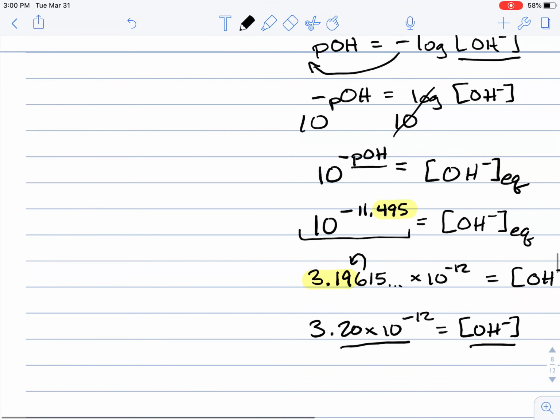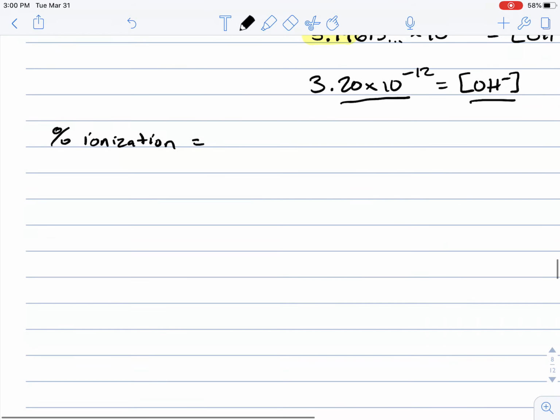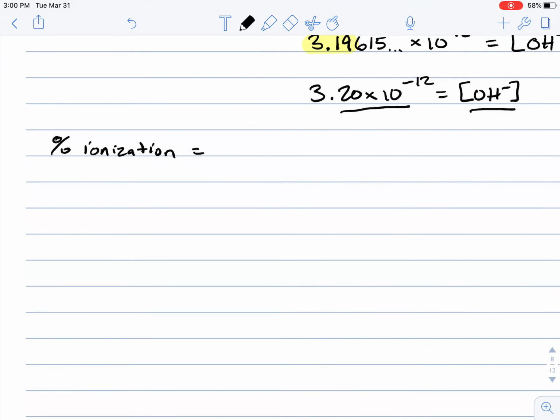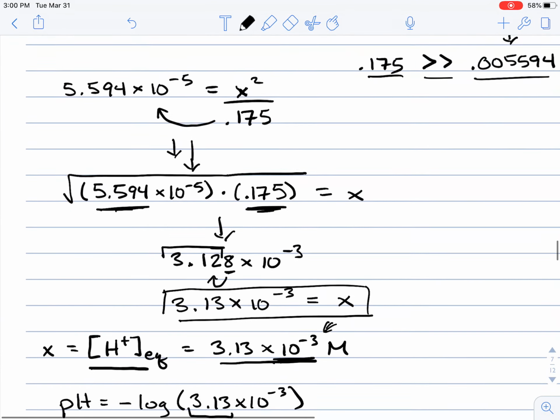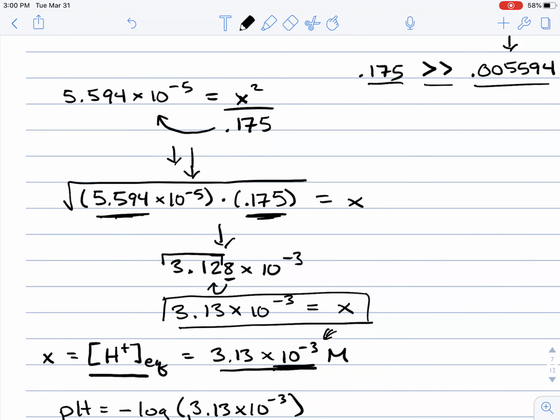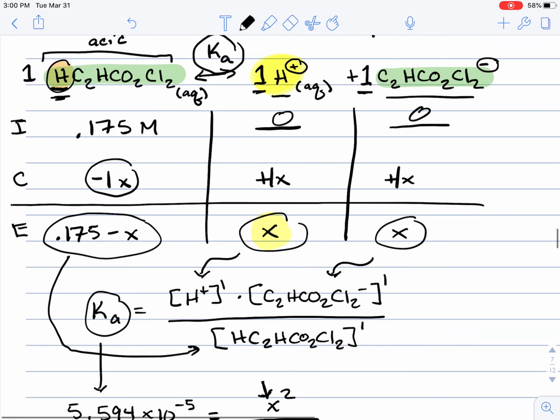So the last thing we're going to determine is the percent ionization. We want to assess what percent of the total population of dichloroacetic acid will actually ionize to produce the product. In this case, we want to figure out the change and the initial concentration because we're going to take the ratio between the two. According to our ICE table, our initial concentration is 0.175. That represents the total concentration, so it's going to be in the denominator.